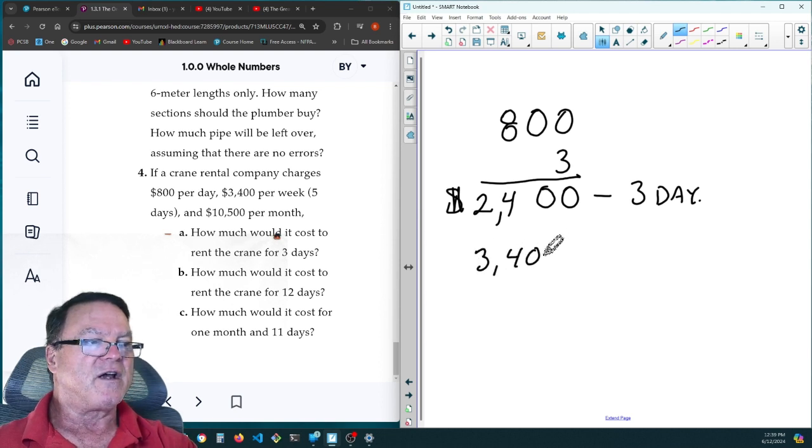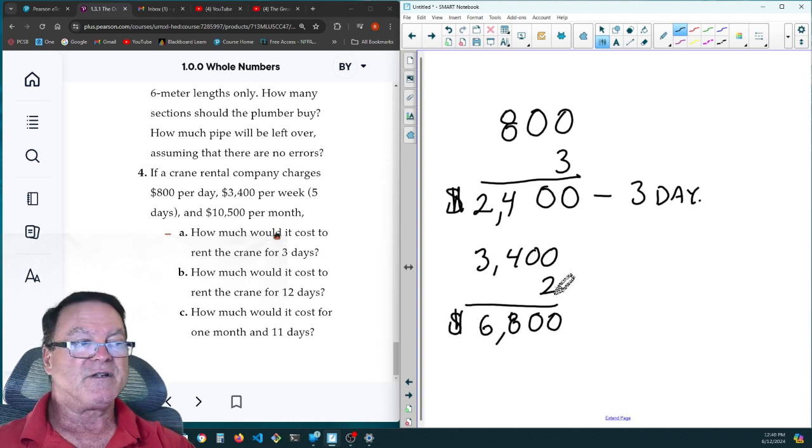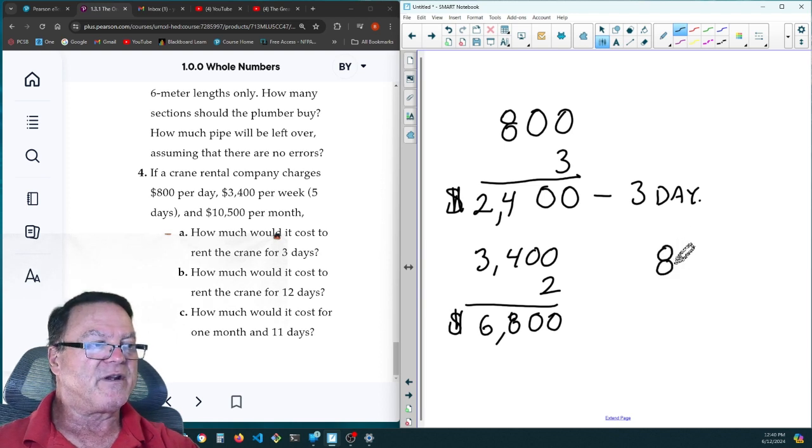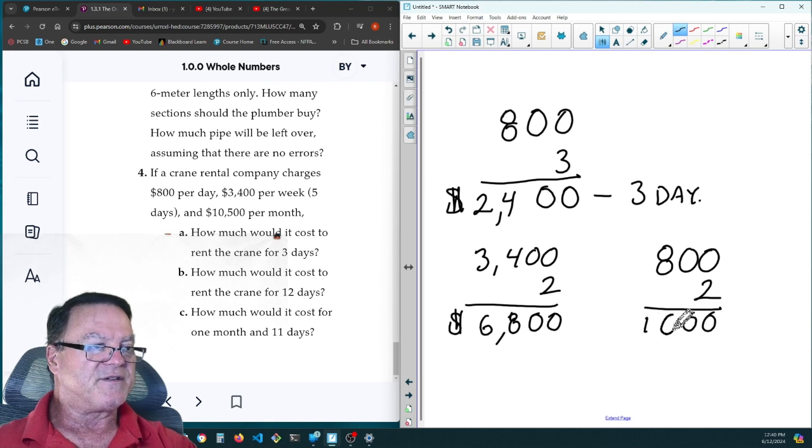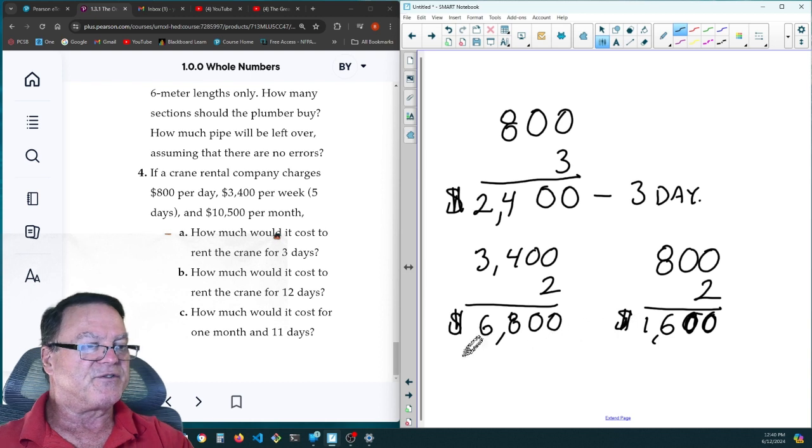3,400 times 2 weeks. We'll do 2 times 0 is 0, 2 times 0 is 0, 2 times 4 is 8, and 2 times 3 is 6. It's $6,800 to rent the crane for 2 weeks. Then we're also going to have to rent it for an additional 2 days. So we'll do 2 times 0 is 0, 2 times 0 is 0, and 2 times 8 is 16. Sorry, my zeros look like sixes. That's my fault. So $1,600 for an additional 2 days.